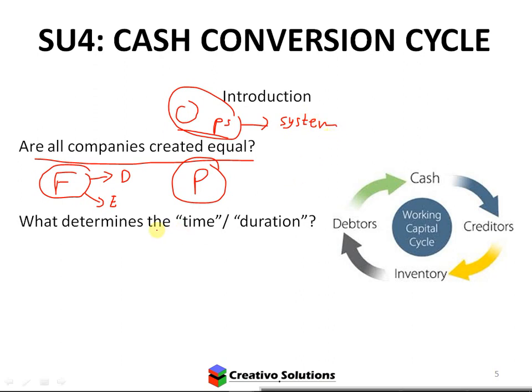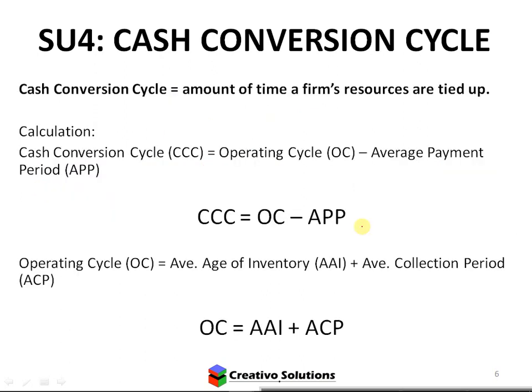Right, and then what determines the time or duration? Correct. The time that it takes to pay your creditors. How long is that process? How long do you have in terms of buying stock and paying it off? And then obviously debtors, same thing there. If you're giving debtors goods today and asking them to pay later, how long is that specific process?